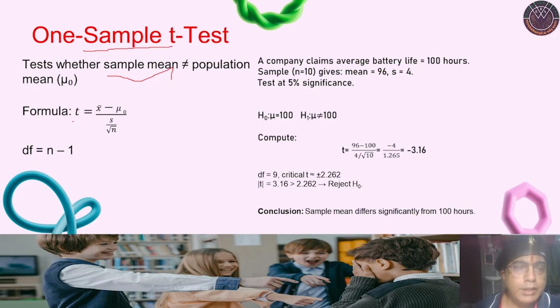Now the formula here is t is equal to x mean of the sample minus the benchmark, divided by the standard deviation of that particular sample divided by square root of n, and degrees of freedom is n minus 1. Now let us take one example.